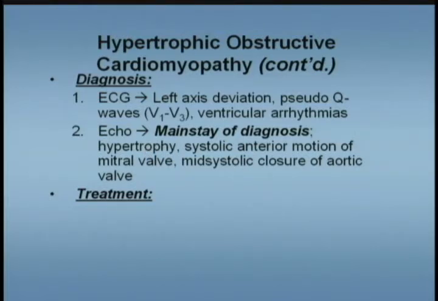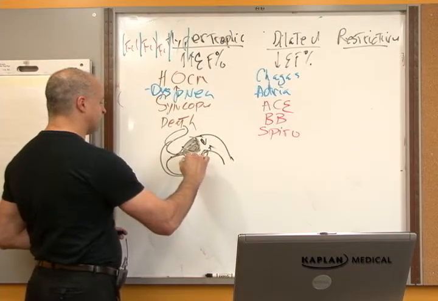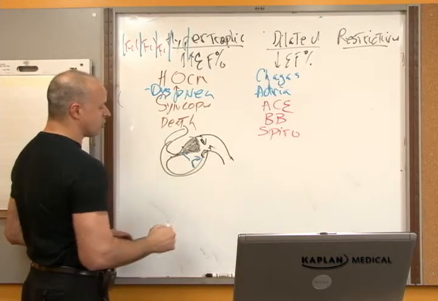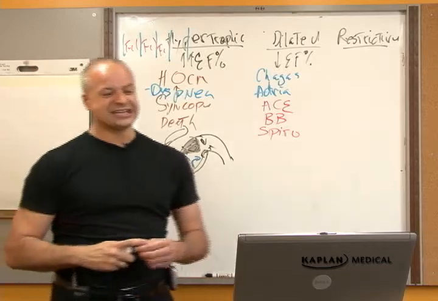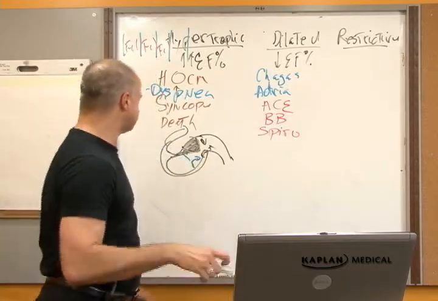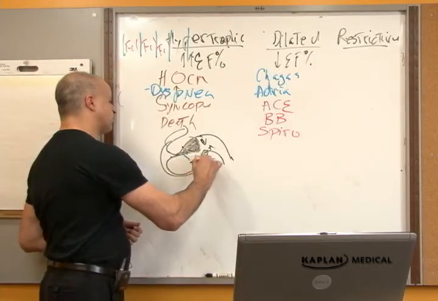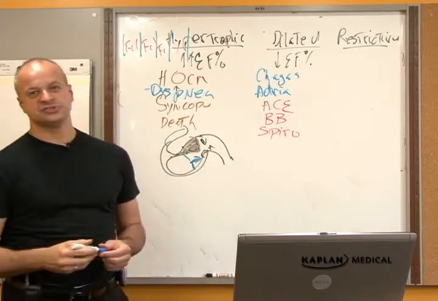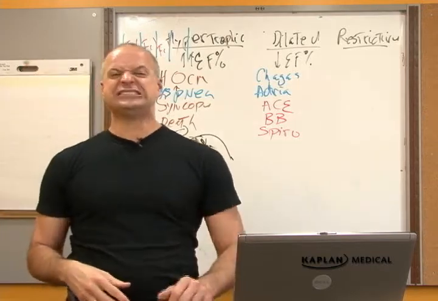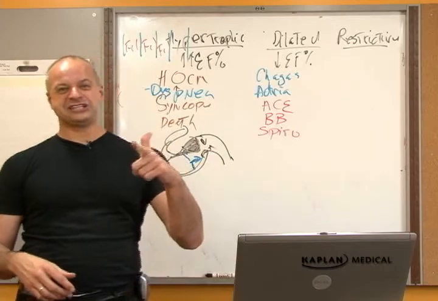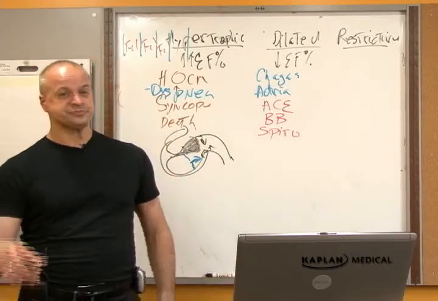When you have hypertrophy like that, it actually pulls your mitral valve leaflet, sucks it up out of the way in the wrong way. That's what we mean by systolic anterior motion. In systole, the valve leaflet in the mitral valve gets pushed out of the way. Systolic anterior motion, or SAM.